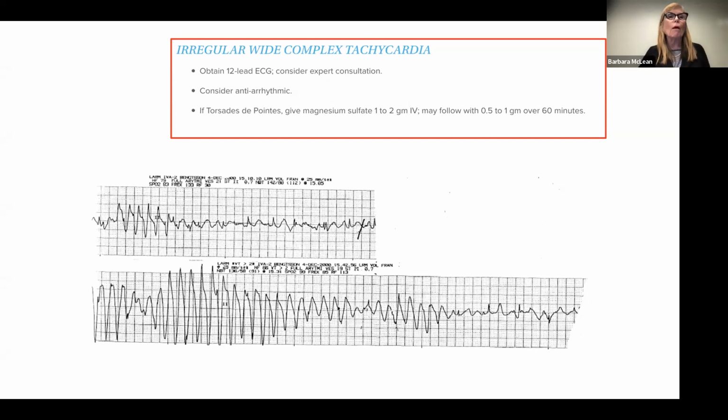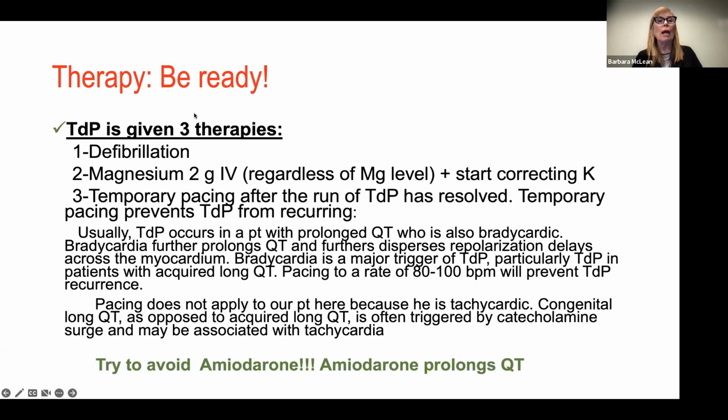This is incredibly important because it tells me about patients who are at risk. If I'm the provider and I believe it's torsade de pointes, I don't want to do amiodarone. I'm going to give magnesium sulfate. I may try defibrillation. Defibrillation in torsade does not always work and oftentimes causes deterioration. So magnesium sulfate is going to be the best thing that I can give. Okay, so just be ready. TdP is given 3 basic therapies: magnesium, defibrillation, and temporary pacing after the cause of TdP is resolved.